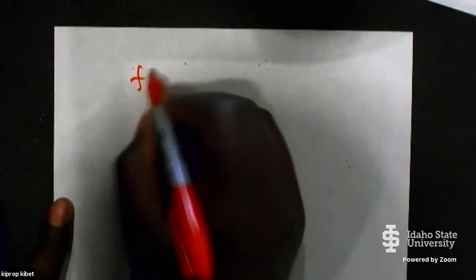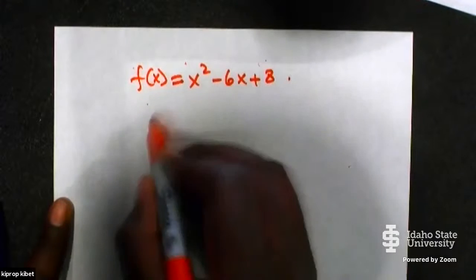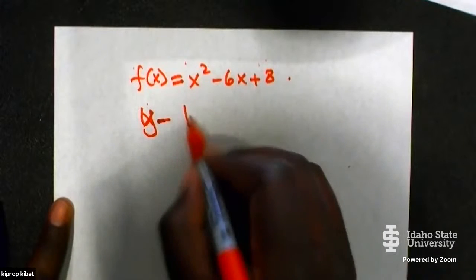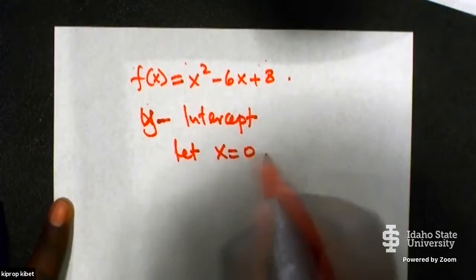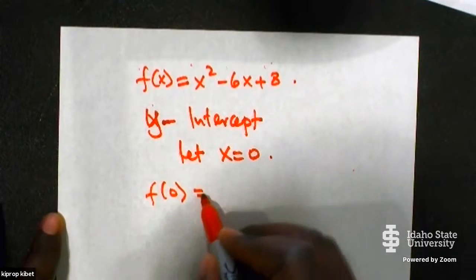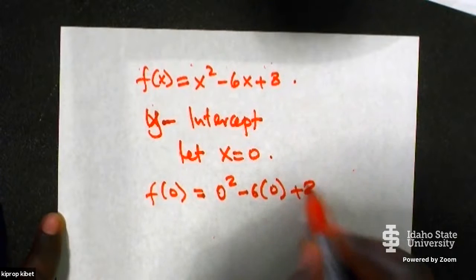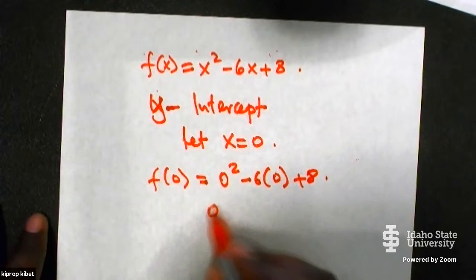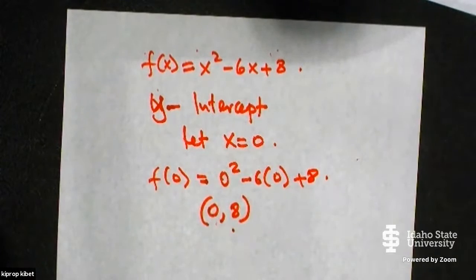So our function f of x equals x squared minus 6x plus 8. Now let's start with the y-intercept. So you let x be equal to 0. So f of 0 equals 0 squared minus 6 by 0 plus 8. So our y-intercept is 0, 8. So this is our point for the y-intercept.